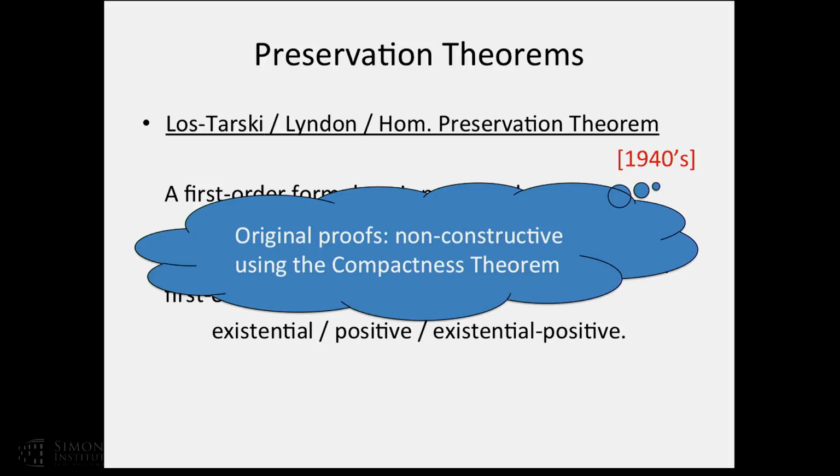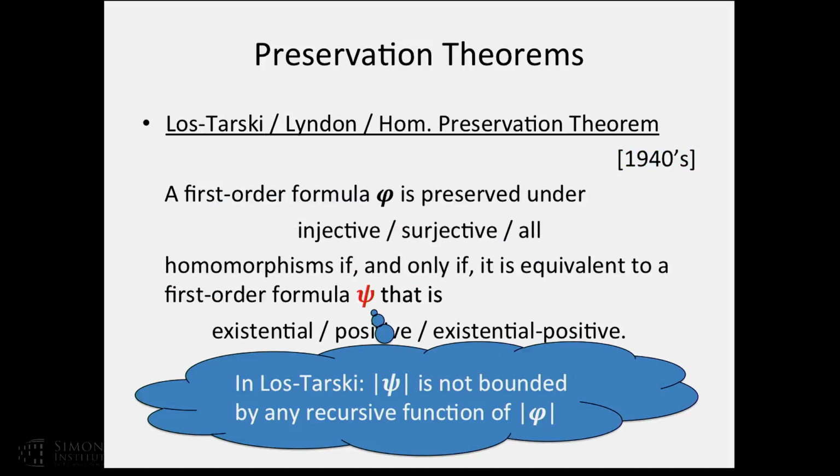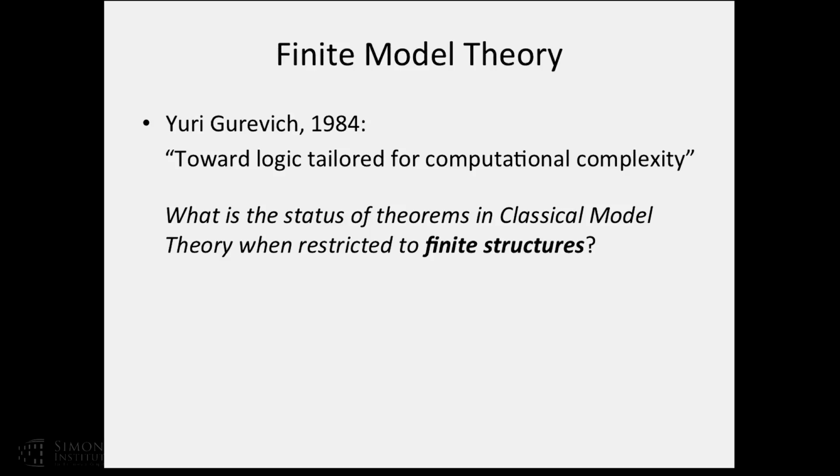Okay. So all of these results were originally proved as corollaries of the compactness theorem of first-order logic. So the proofs are non-constructive, and in fact, in the Łoś–Tarski theorem, the size of the existential formula equivalent to your first-order formula is not bounded by any recursive function in terms of the size of phi. This is something you can show. So finite model theory is a field that was really born in the 1980s.